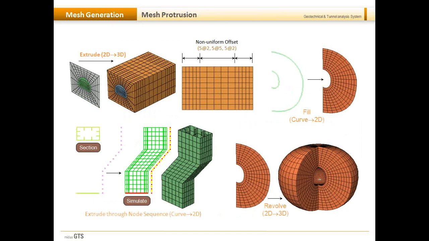In the mesh protrusion, like I said, this process is used to expedite the work process. So if we have a 2D mesh, then we can extrude it to obtain a 3D mesh, or we can extrude it with respect to a non-uniform offset. And let's say if we have two curves, then by using the fill option, we can generate a structured mesh for these curves. And if we have a mesh and a guiding curve, then we can extrude the mesh accordingly from curve to 2D. And also, if we have a planar mesh, then we can simply rotate it and obtain a profile of a 3D mesh.